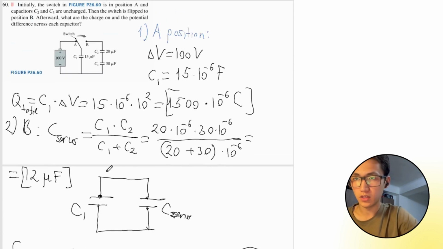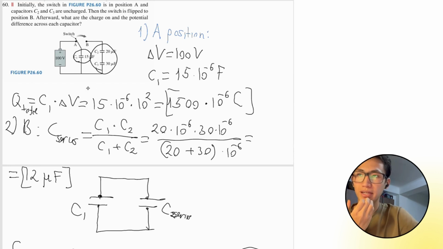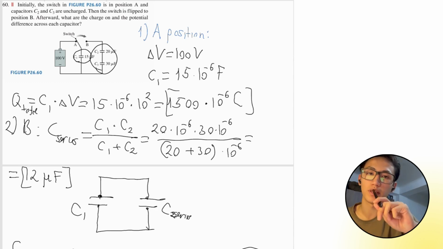This problem is quite simple, but the key factor is to understand that C2 and C3 aren't charged. If they were charged, the scenario would be different. So we charged one capacitor, and after charging it, we just flip the switch. The switch plays a crucial role here. The main part is understanding what's happening in the circuit. Because if there is no switch flip, the scenario will be quite different.